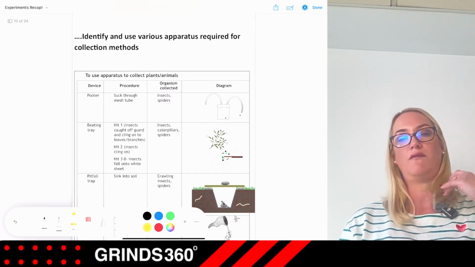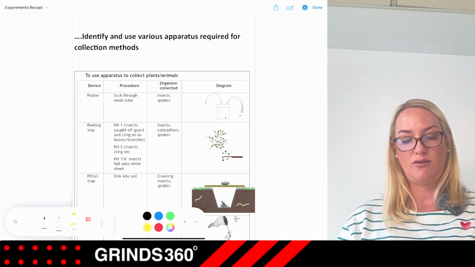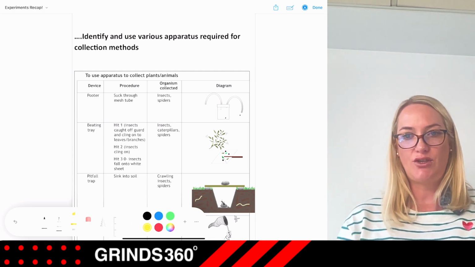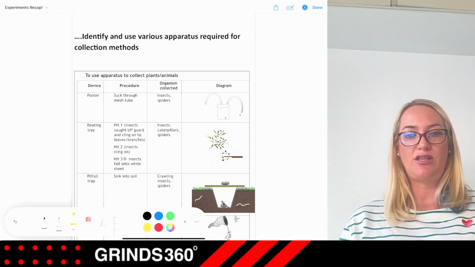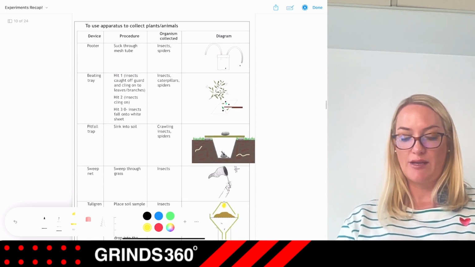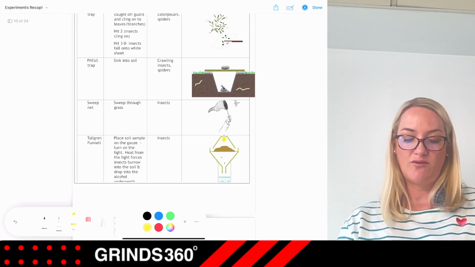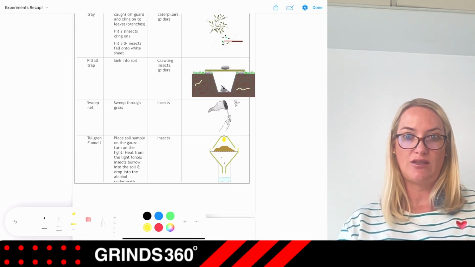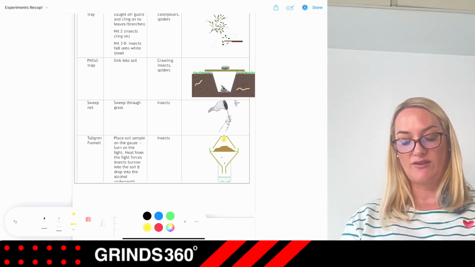Then we need to be able to know 5 pieces of apparatus to collect your organisms. Reminding you, it's collection. Direct search is not collecting, it's what you see. So what are you actually putting these organisms into? You have your pooter, for example, your beating tray, pitfall trap, sweep net, and the Tullgren funnel. I did mention before, with the Tullgren funnel 2 years ago, not many students actually knew what a Tullgren funnel was.